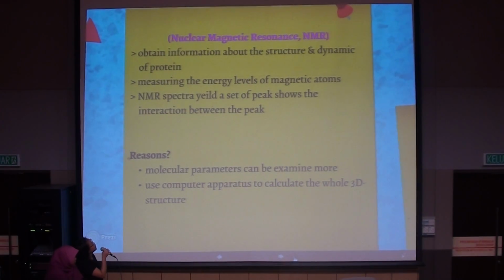Next, we use nuclear magnetic resonance (NMR). Information can be obtained about the structure and dynamics of a protein. Basically, the molecular parameters can be examined, and all the data can be used by a computer to calculate the whole 3D structure.